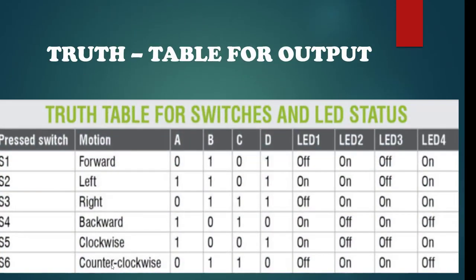So here is the truth table for the switches and LED status. As I have told you, we will check whether our IC is working properly or not with the help of the LEDs. When the S1 switch is pressed, it means our motion is forward, we have kept S1 for forward motion. So in B and C we get 1, and so LED 2 and LED 4 are on.